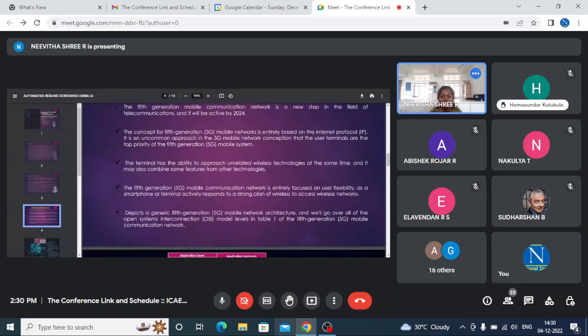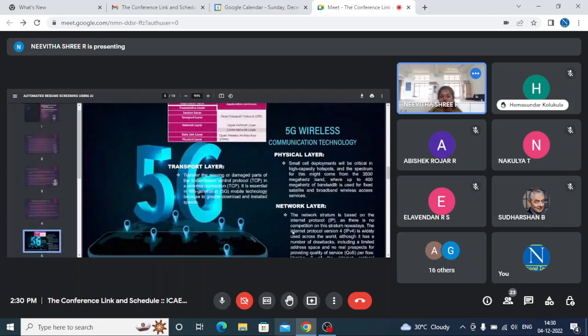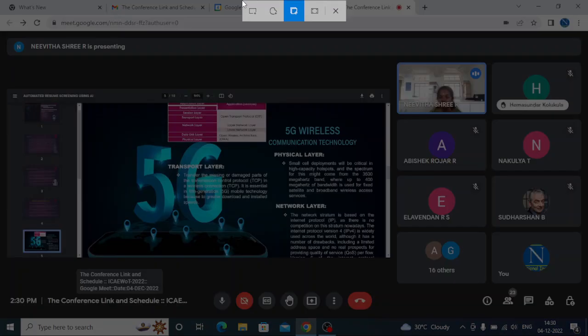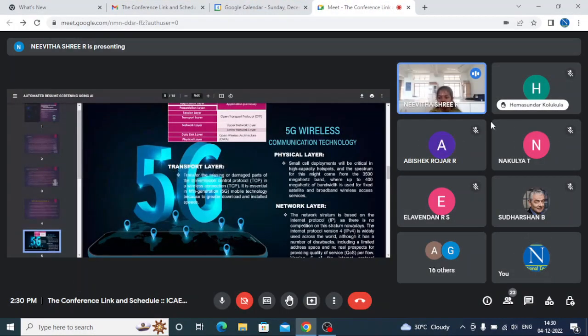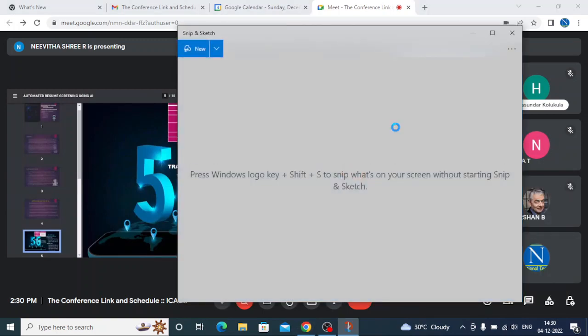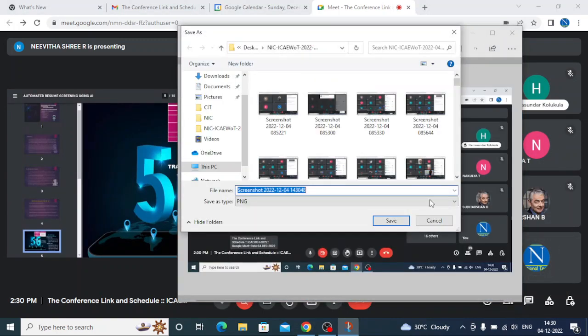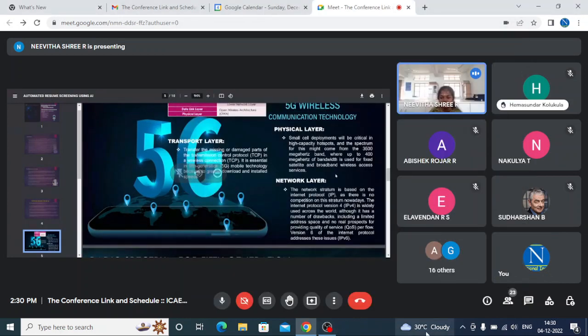This depicts the fifth generation mobile network architecture, and we will go over the overall open system interconnection model level in Table 1 of the fifth generation mobile. 5G wireless communication technologies have three layers: physical layer, network layer, and transport layer. In the physical layer, small cell deployments will be critical for high capacity hotspots, and the spectrum for this might come from the 3500 MHz band, where up to 4000 MHz of bandwidth is used for satellite and broadband wireless access service.